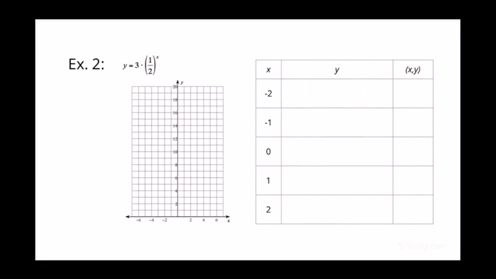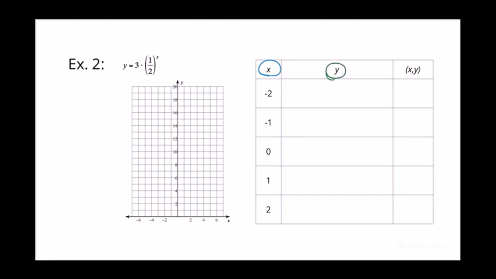For the second example, I'd like you to pause the video here and try to graph 3 times 1/2 to the x power on your own, and then resume the video to see the solution. Welcome back. Let's see how you did. Again, we are going to take our x values that I've identified, 2 negative, 0, and 2 positive values, and we will use those to calculate our y values.